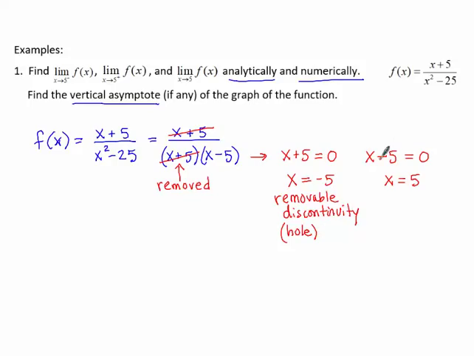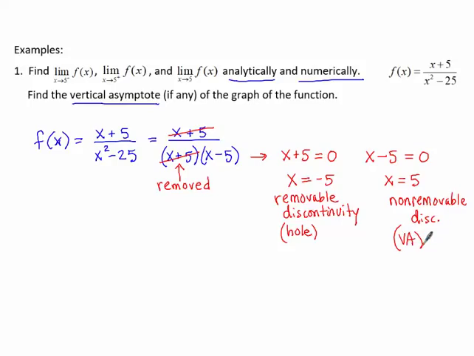This one I could not remove. Therefore, this is going to give me a vertical asymptote. This is a non-removable discontinuity. I'm going to abbreviate, and therefore I know I have a vertical asymptote.